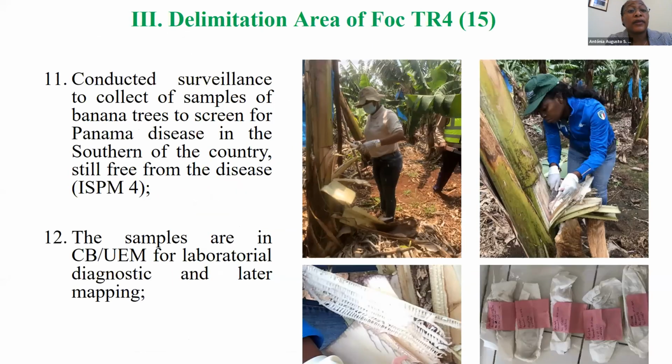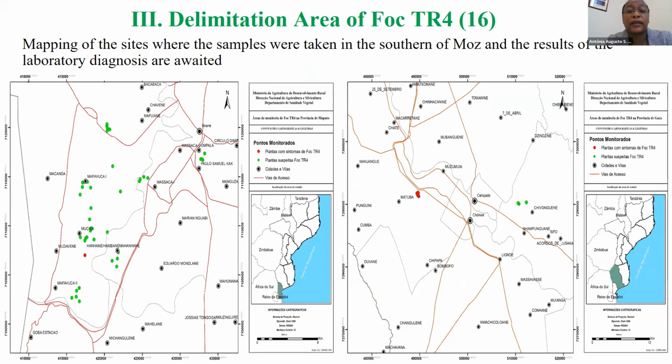And we also conducted a survey to collect samples in the southern part of the country, to establish the southern part as free from Panama disease according to ISPM number 4. And we're still waiting for the results from the laboratory diagnostic. This is a map showing 2 provinces in the southern part, Gaza and Maputo province. We're showing some plants.